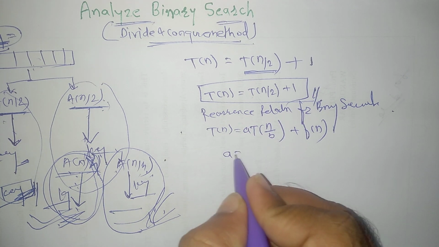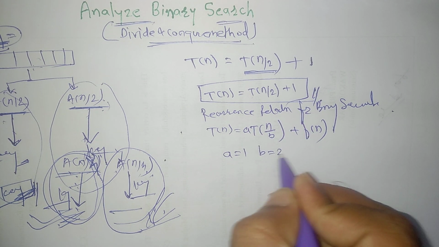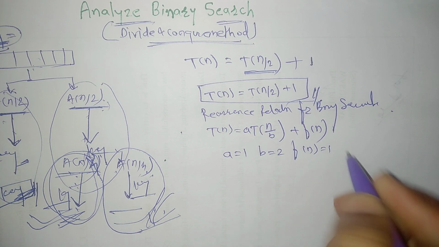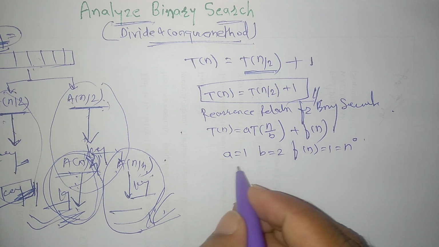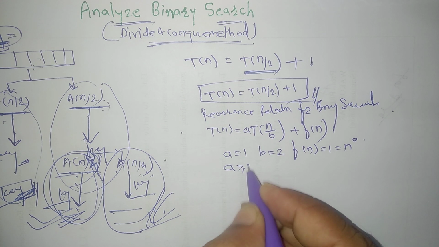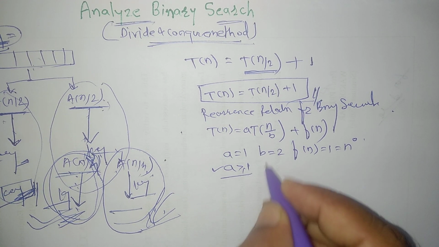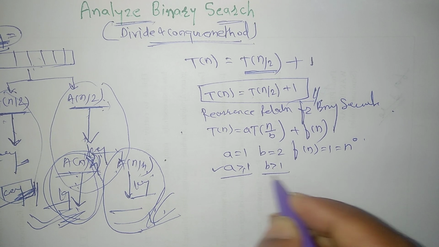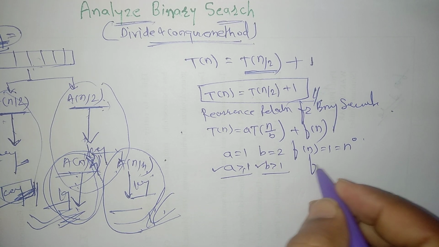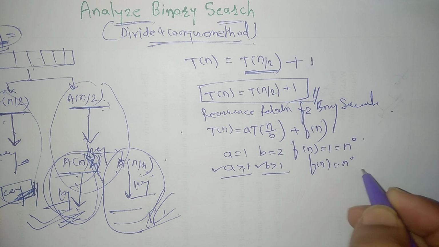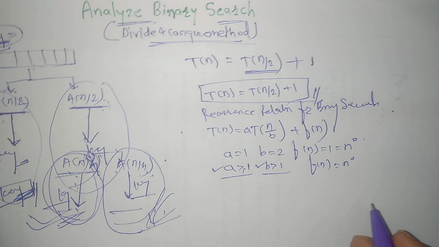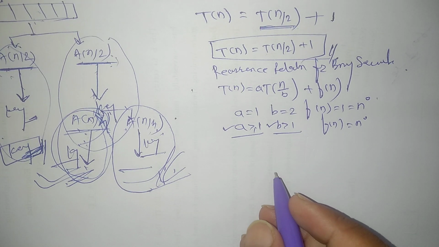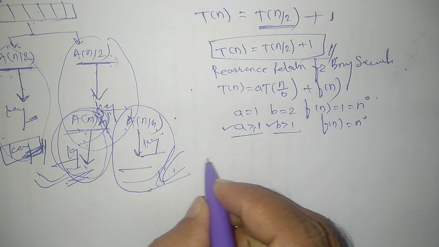A equal to 1, b equal to 2, and f of n equal to 1, which I can write as n to the power 0. When I compare with the master theorem, the condition a greater than or equal to 1 is going to be satisfied, b must be greater than 1 is satisfied, and f of n is there, that is n to the power 0. Since it satisfies the minimum conditions of the master theorem, we'll solve using the master theorem first.